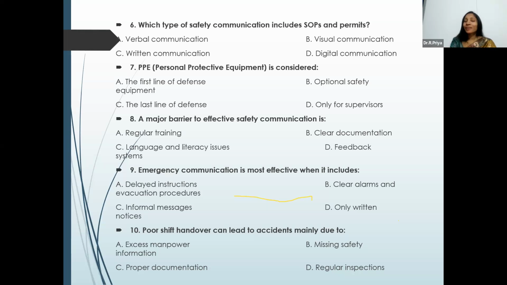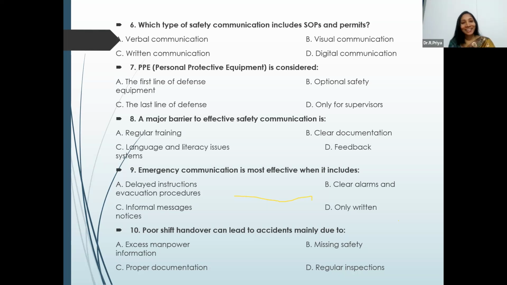Can you speak to me, or what? What is the discussion going on at your side? Okay, the next one: personal protective equipment is considered the first line of defense, optional safety equipment, the last line of defense, or only for supervisors. C.